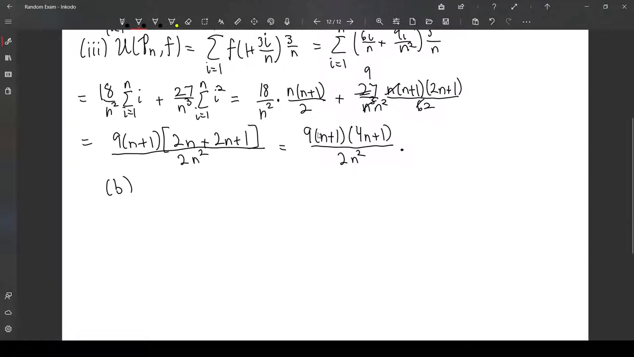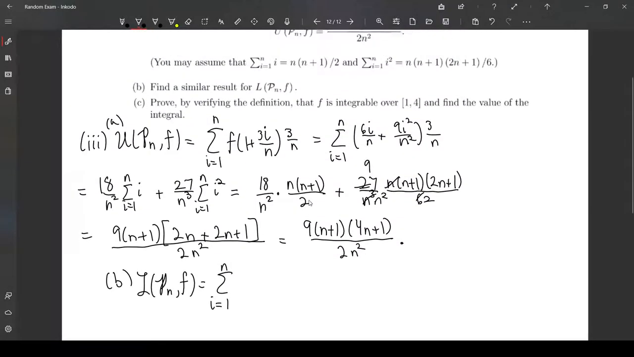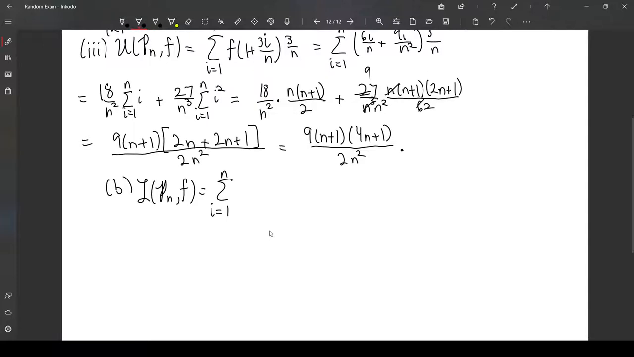Okay, so now find a similar result for L. So the lower sums, since f is increasing, the lower sum is going to correspond to taking essentially... how do I want to do this? I still want to do i goes from 1 to n, but now... no, it's going to be messy. I'm just going to do it like this. f of, I'm sorry, 1 plus 3i over n.